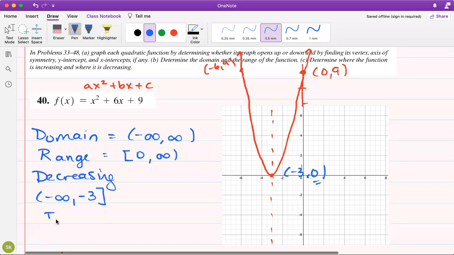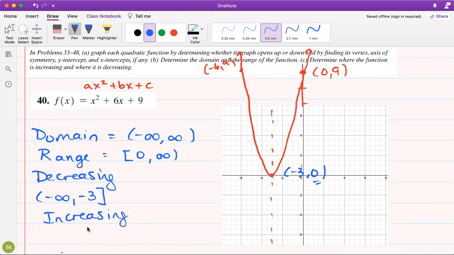And then we're increasing from negative 3 to infinity. And again, you don't actually have to look at the graph to figure this out. You know the vertex is a minimum. So if it's a minimum, then from negative infinity to negative 3, you are decreasing, and then from negative 3 to infinity, you're increasing.